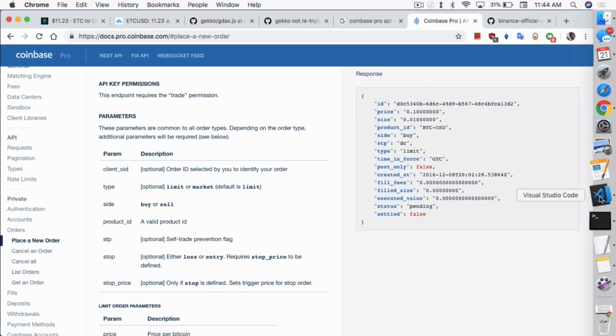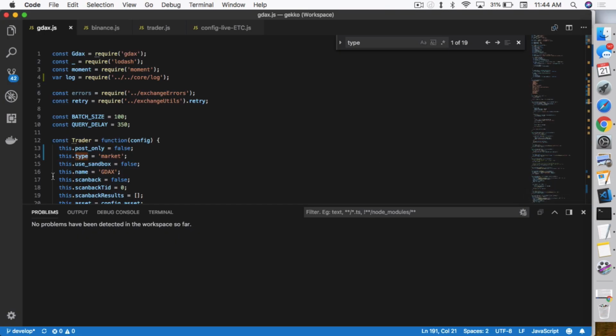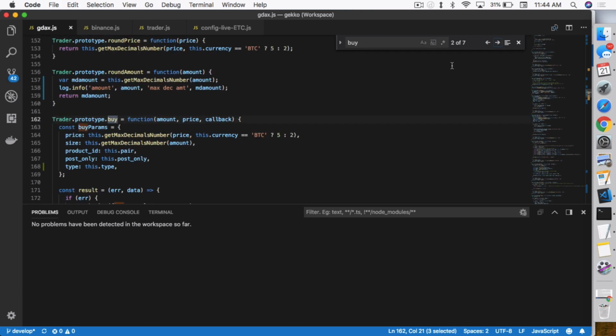So what I ended up doing was modifying the wrapper and just adding this type to set it to market. In addition to changing post only to false, I also set it to a market order. I'm not even sure if you need to set post only to true or false, but I set it to false anyway and also set it to market. And then after I did that, you also have to go into the buy function here and add that as a buy parameter. So in the buy parameters, I modified it so that it also includes the type.